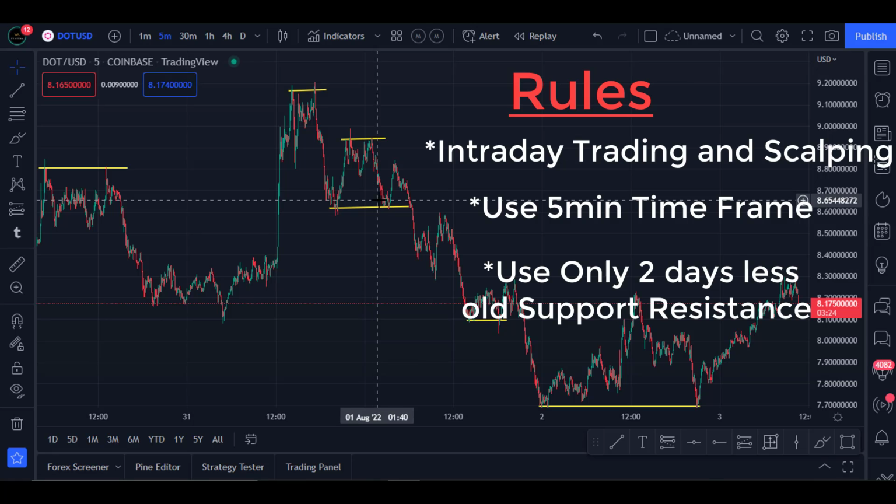This is 31st June, and the next day the market reversed in the same area, right? Just like that. Do not use too much old support and resistance. So those are just the small rules.